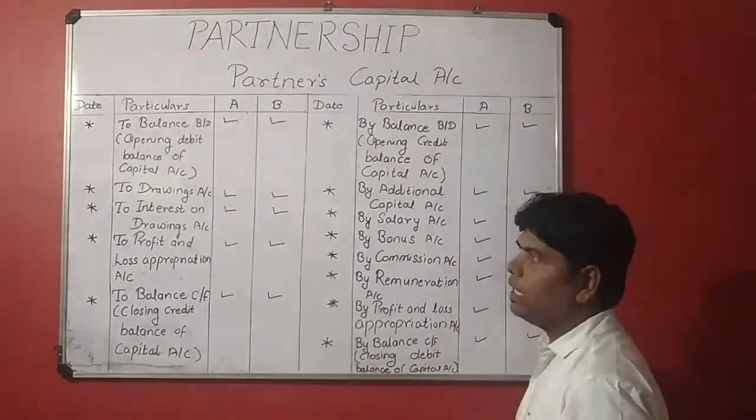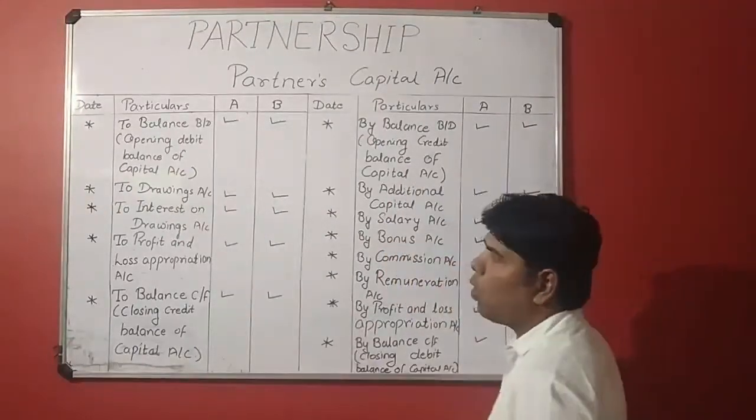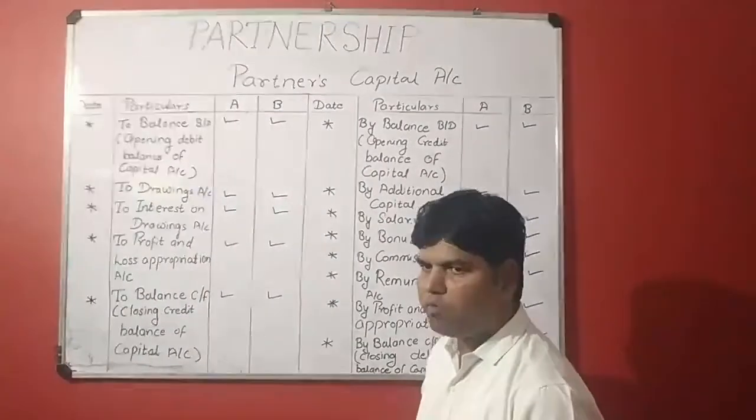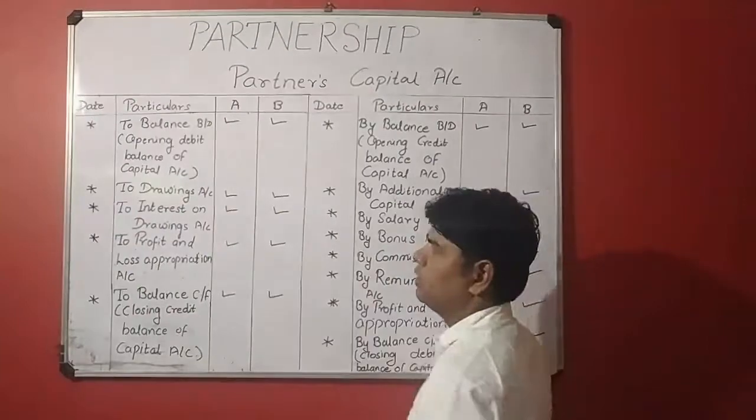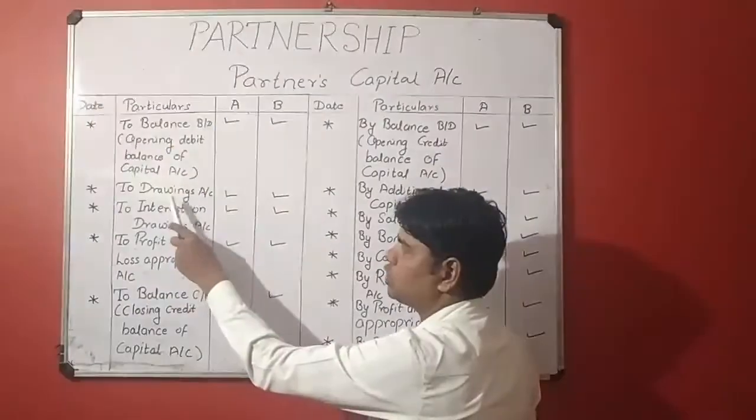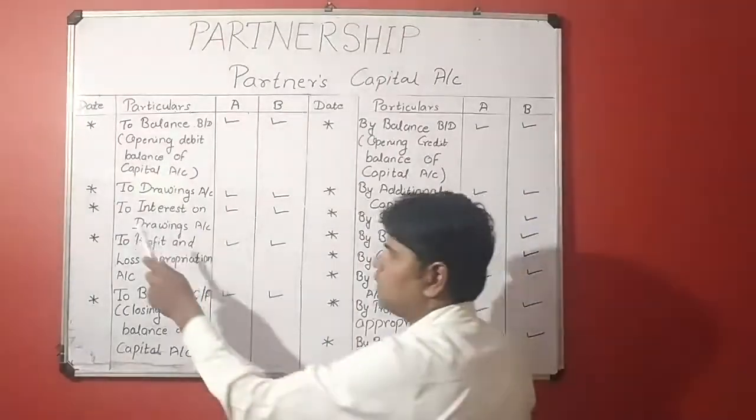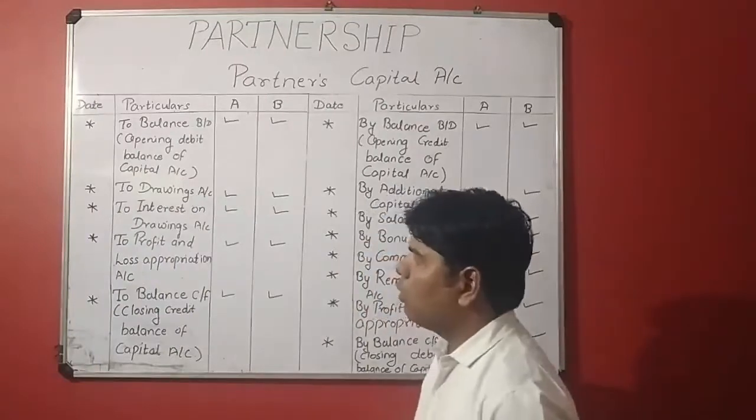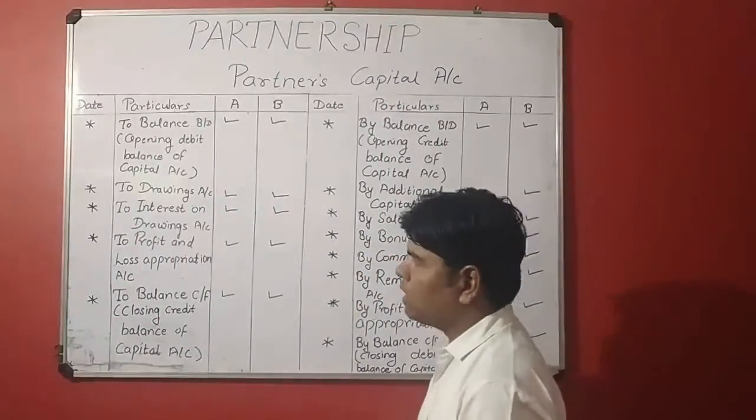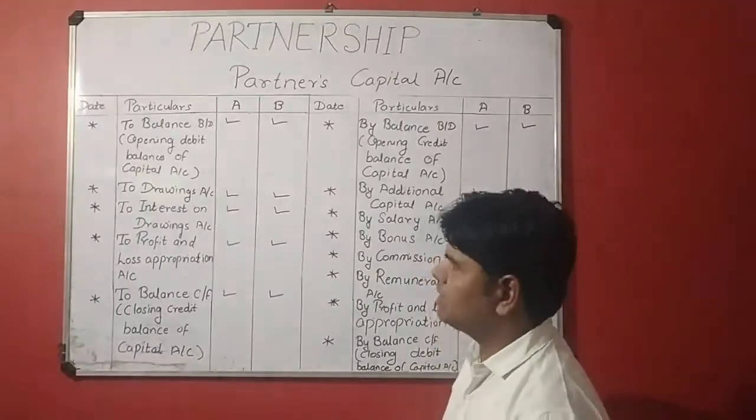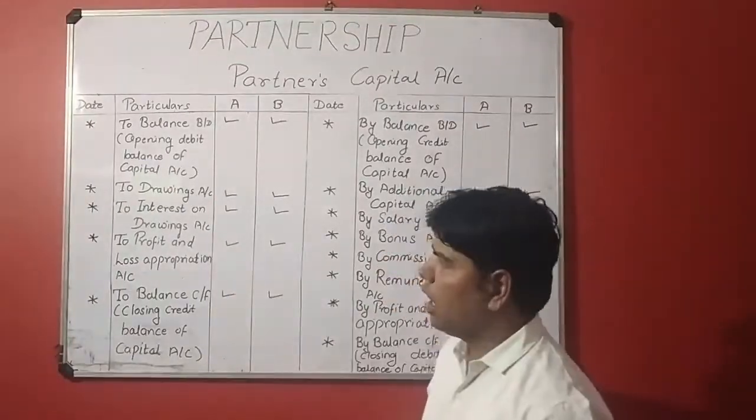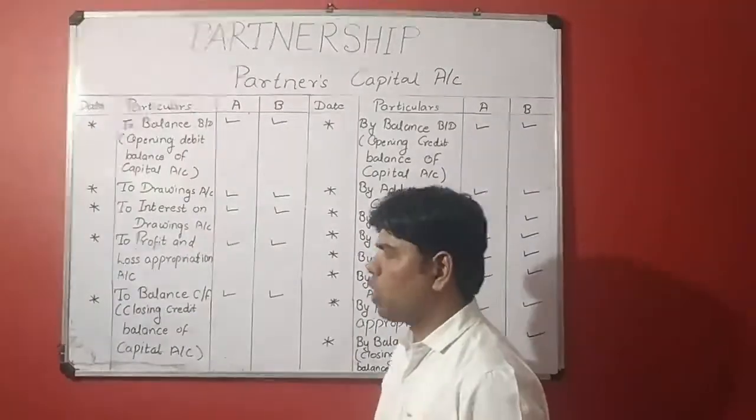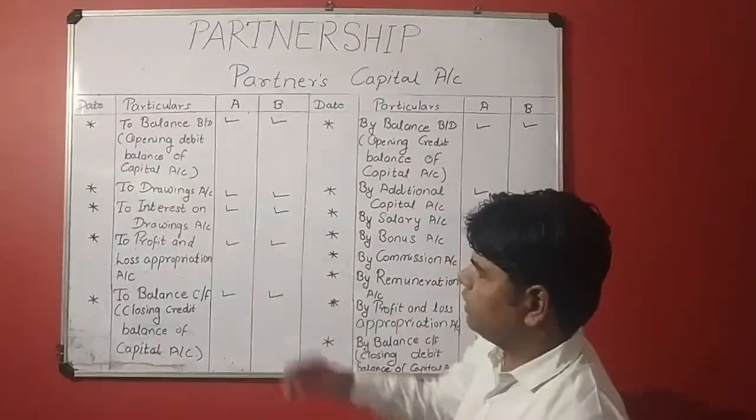Let us start from the debit side. First one is the opening balance, or balance brought down. Whatever balance the partner has will be recorded here. After that, the second one is to drawings account. Whenever the drawings occur, we have to mention that date here. Whatever drawings have been made, that is, the amounts a partner has withdrawn from the business, will be recorded here. After that, next is to interest on drawings. How much interest on drawings is charged will be recorded here.